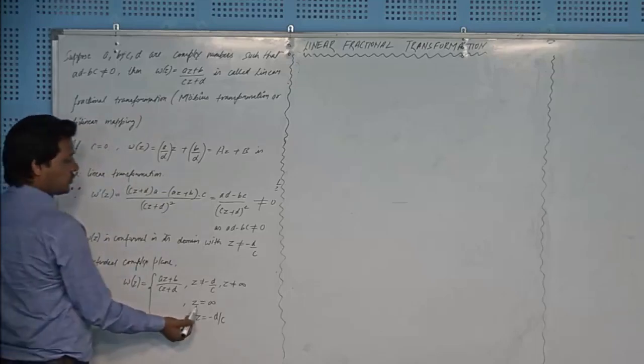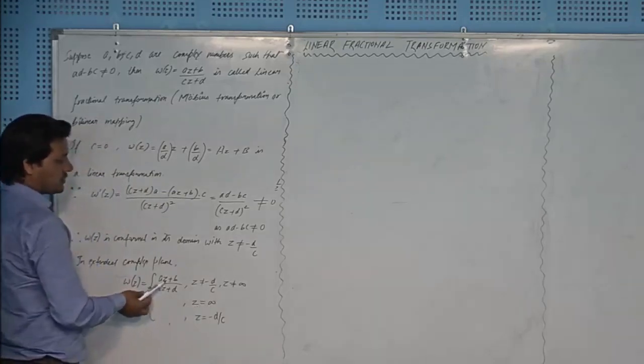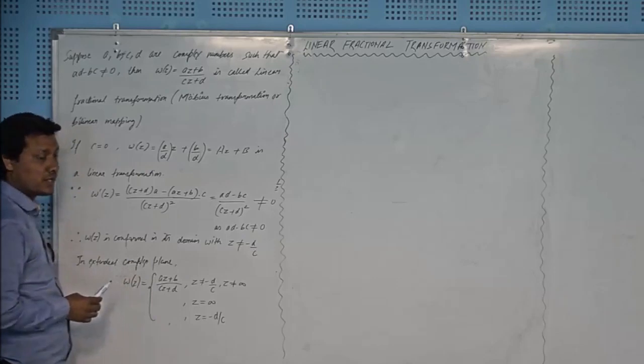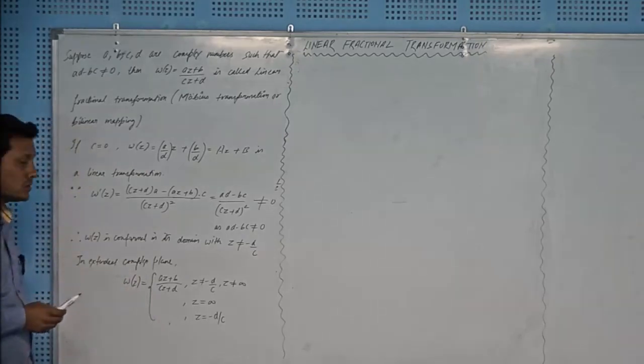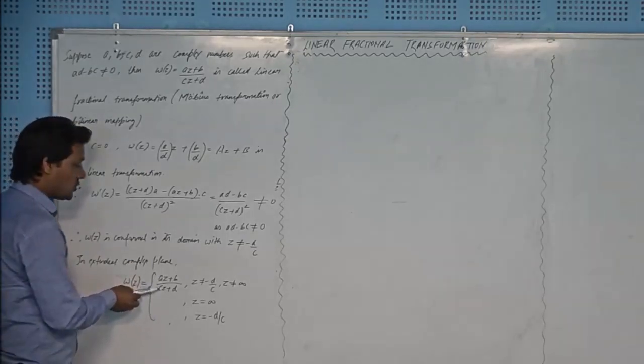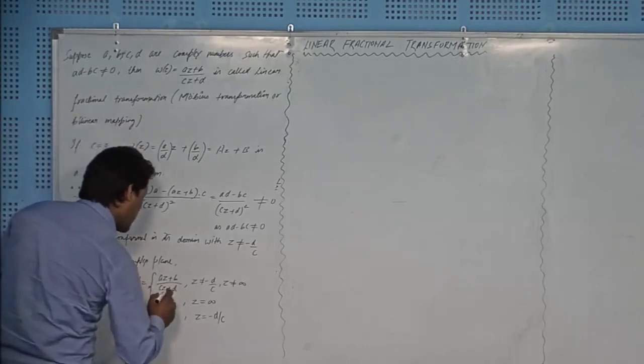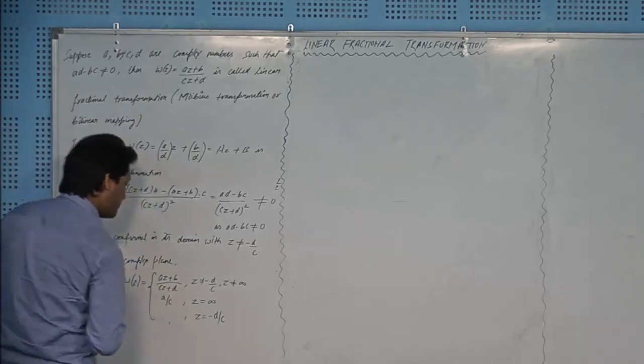When we put z equal to infinity, you will get an infinity over infinity form, and then you have to apply L'Hospital's rule. You differentiate the numerator and denominator, and you will get a by c. So the answer is a by c.